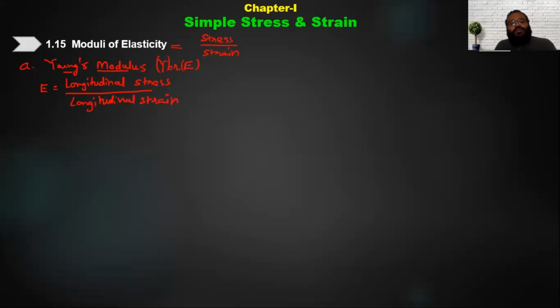So longitudinal stress and longitudinal strain. Longitudinal means lengthwise. Whatever stress you apply, if it causes change in length, then we call it longitudinal stress. Basically, longitudinal stress is of two types.